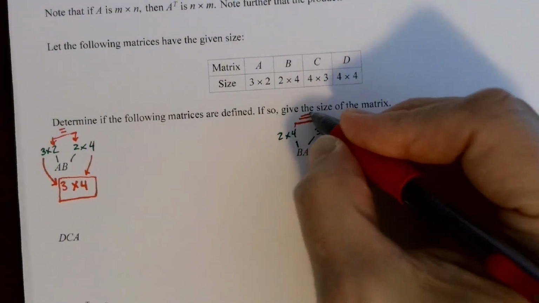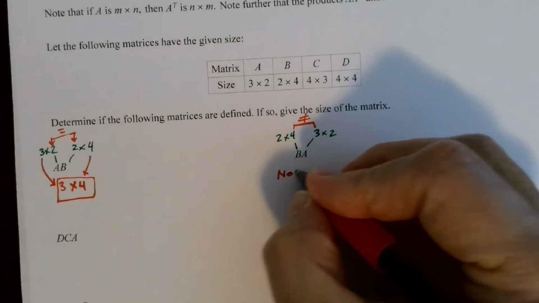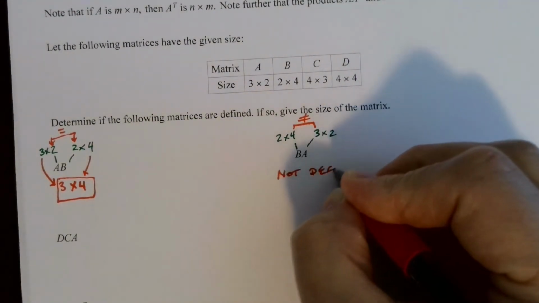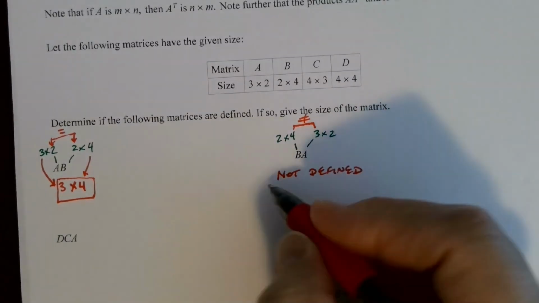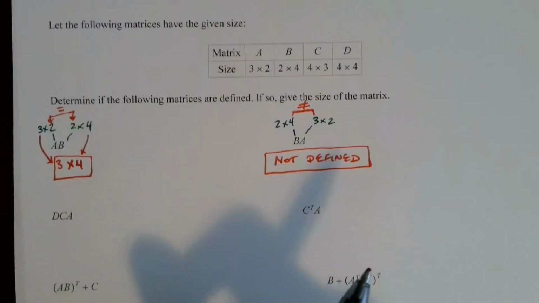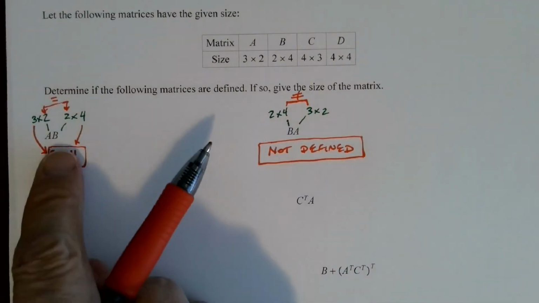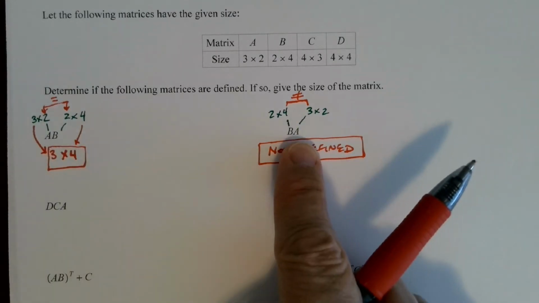They are not equal. That means that this is not defined. So we talked about that when we were talking about matrix multiplication. Notice, unlike regular number multiplication, matrix multiplication is not commutative. In other words, A times B is not the same as B times A.